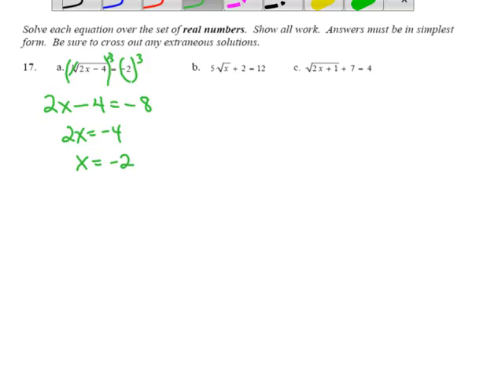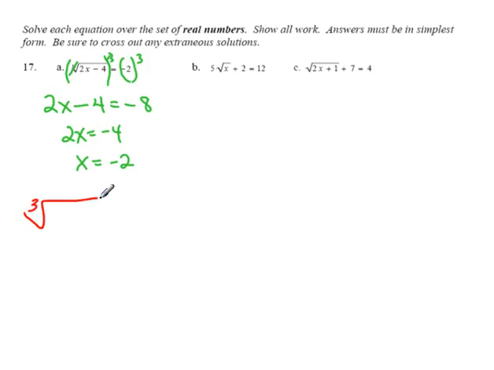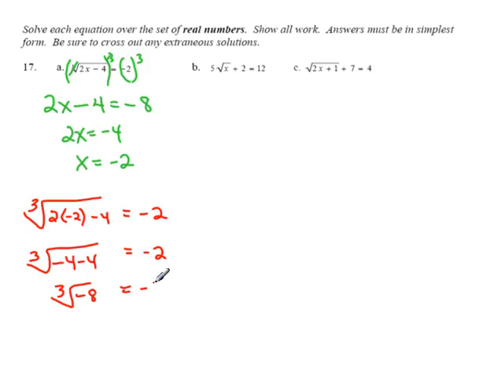I will show you this one time how to check it by hand, but you can use your calculator as I've explained as well. So the cube root of, I'm going to replace negative 2 where the x is, so I get 2 times negative 2 minus 4. So when I do this work here, I get the cube root of negative 4 minus 4, which is the cube root of negative 8, which is indeed negative 2. So you see it does check, so this is the answer.